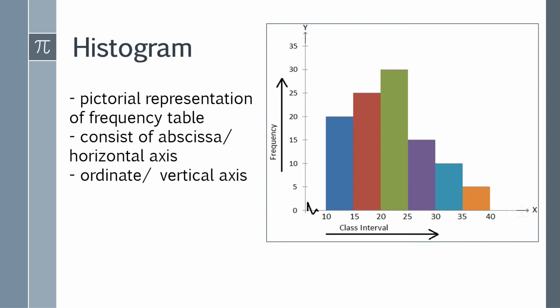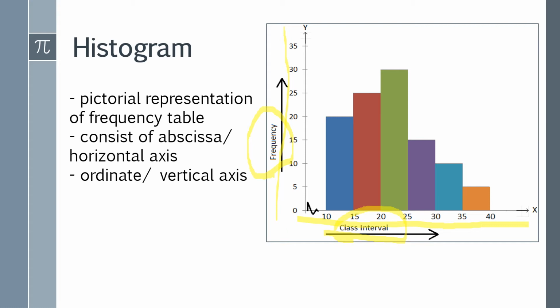So histogram is a pictorial representation of frequency table. So it consists of abscissa or the horizontal axis, okay? And the ordinate or the vertical axis, okay? So your horizontal axis is your class interval. And the frequency, no? Yan yung the vertical axis, or the y-axis or the ordinate axis is your frequency.